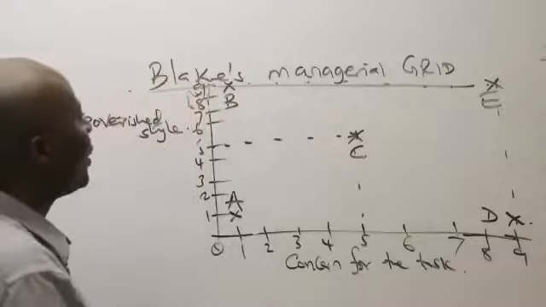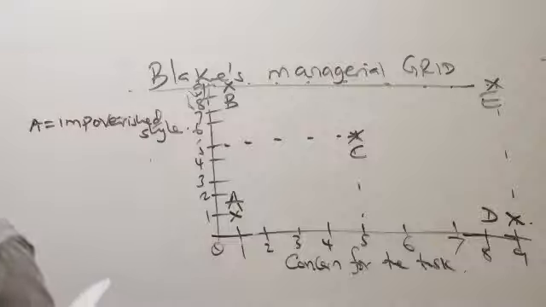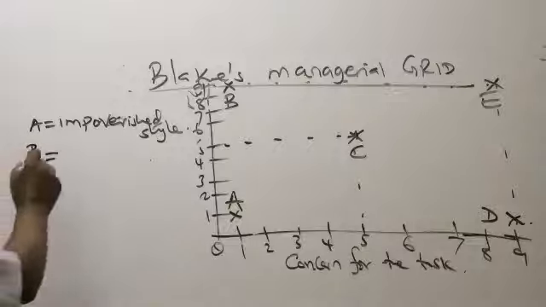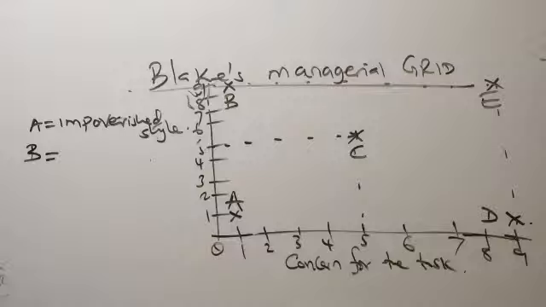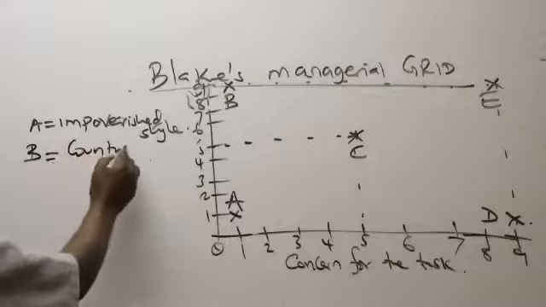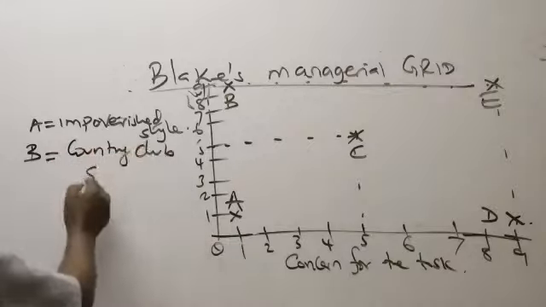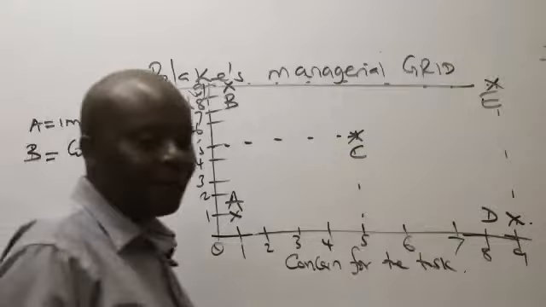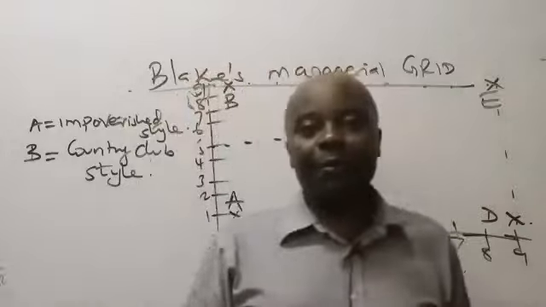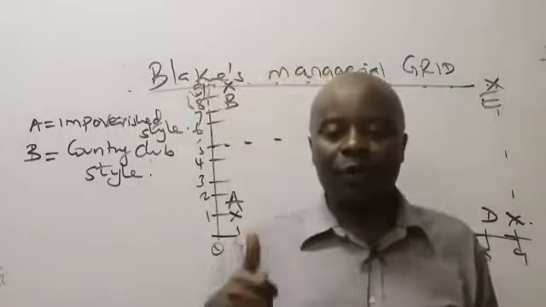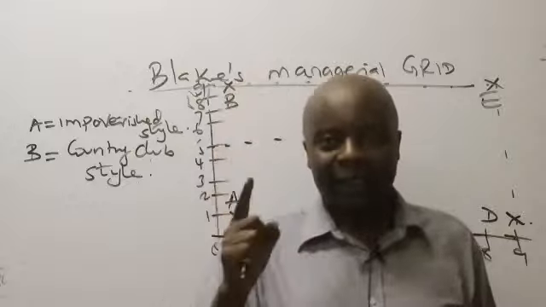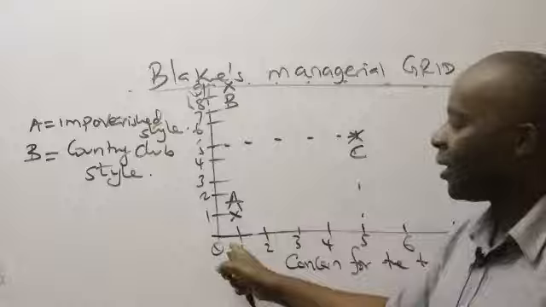And then we have managers who are at B. So B are good managers, but good for nothing, because we call them country club managers. Country club style, like that of golf, the yes man. You'd want your employees to say you are very good, simply because your concern for people is so high up there. But task-wise, almost zero.